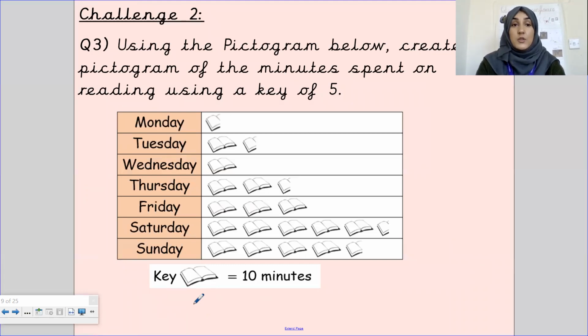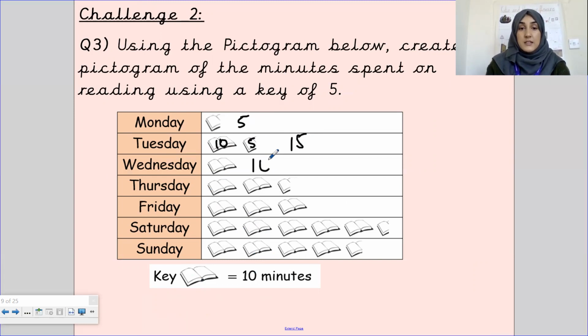Challenge 2, question 3. Now, you need to pay attention to this question. It says, using the pictogram below, create a pictogram of the minutes spent on reading using a key of 5. Now, for this question, this one is in 10 minutes. So 1 book equals 10 minutes. So here's half a book, so that's 5 minutes. That's 10, and that's half, which is 5, which makes 15. Here's another 10. That's 25, and you do the rest. And so you need to make a pictogram, but you need to use a key of 5.